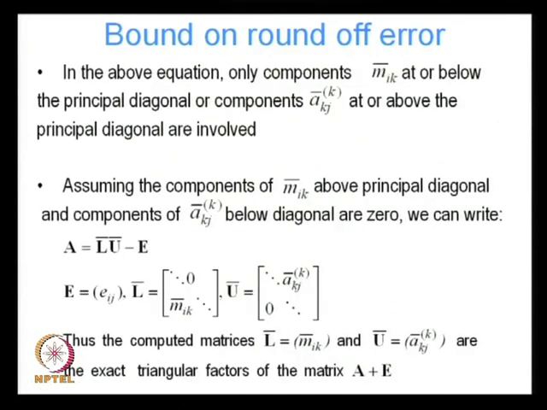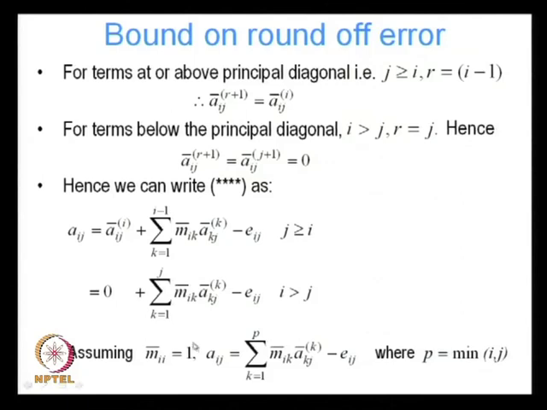So, in the above equation, we can see that only components m bar ik are needed. We only involve the m bar ik terms which are below the principal diagonal, and A bar kj terms which are above the principal diagonal. We can see, because k is equal to 1 to p and p is equal to minimum of i, j.